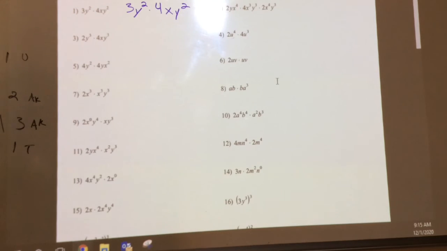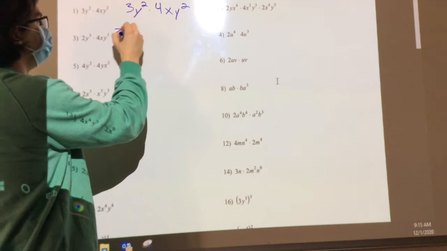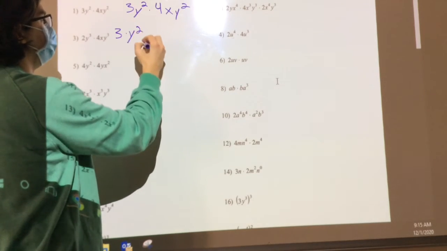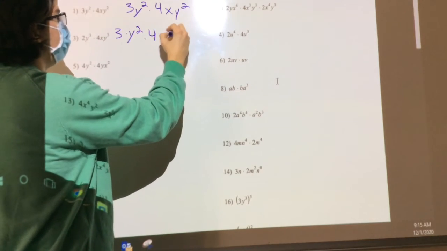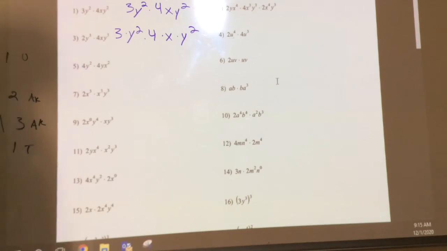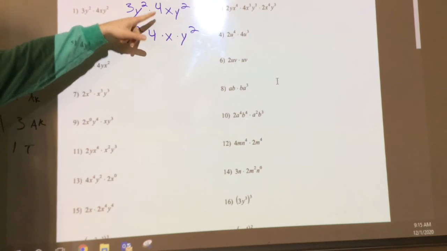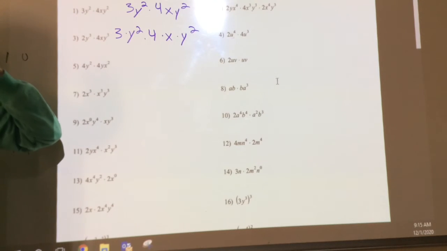We can still break up this problem all the way. We can still break this up by writing 3 times y squared times 4 times x times y squared. Do you understand why I was able to break it up that way? Yes. Because I don't know what y squared is. So technically this is 3 times whatever y squared is. Are we okay there? Yes.